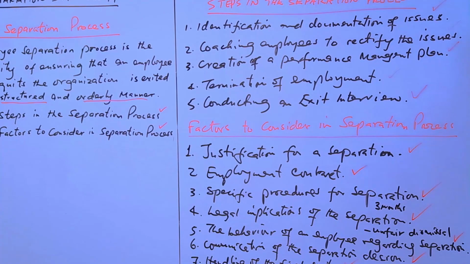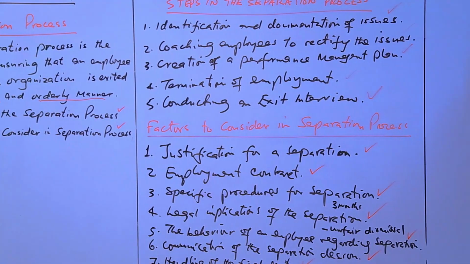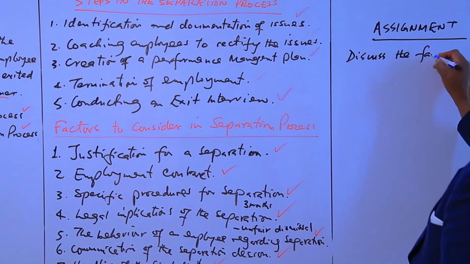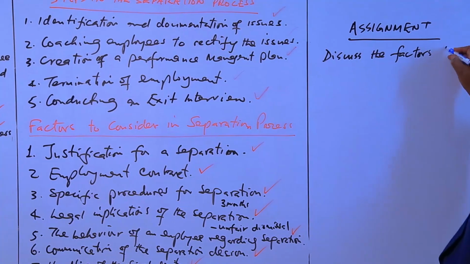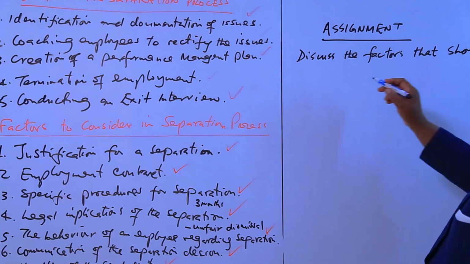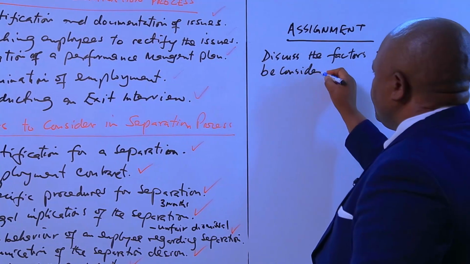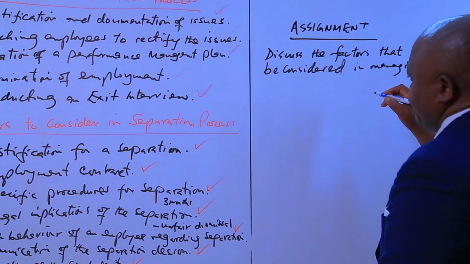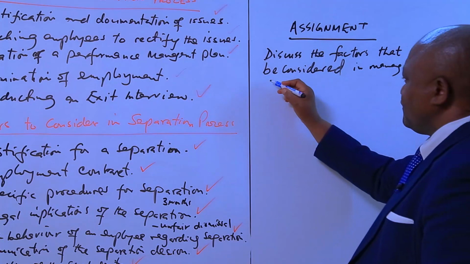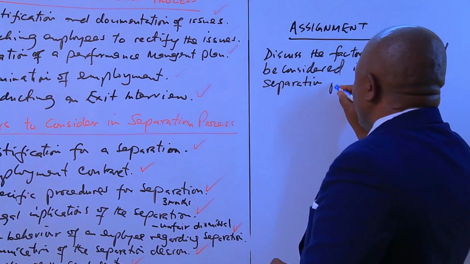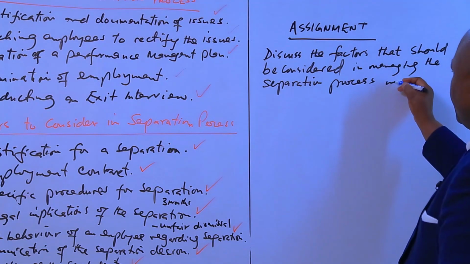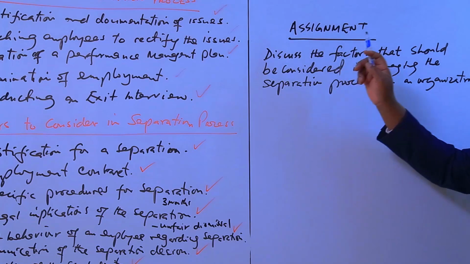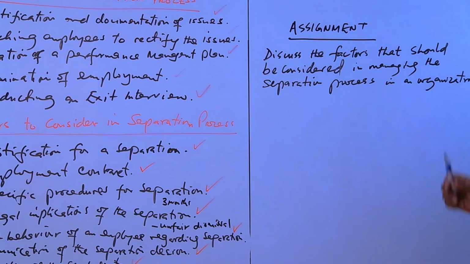So your assignment for the lesson today: discuss the factors that should be considered in managing the separation process in an organization. So dear learner, your assignment for today, discuss the factors that should be considered in managing the separation process in an organization.